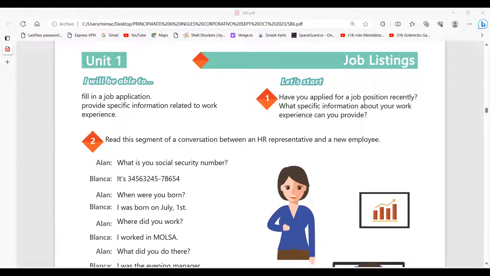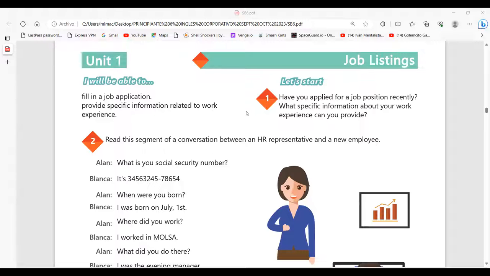Have you applied for a job position recently? What specific information about your work experience can you provide when you are applying for a job position? Remember that in your resume or CV, you have to mention your work experience and the different positions that you have already had in different companies. Is that okay?